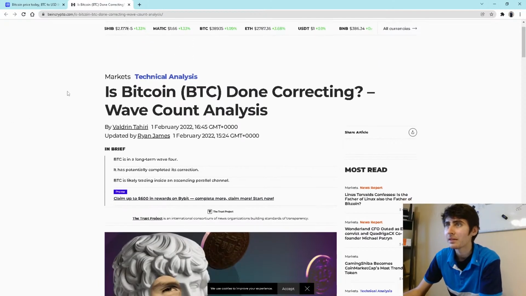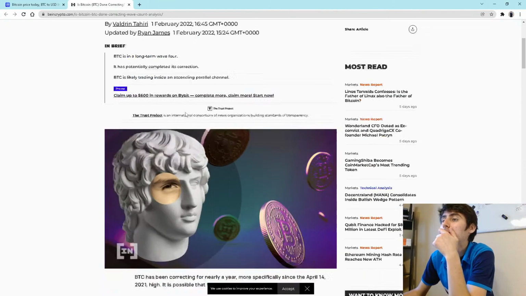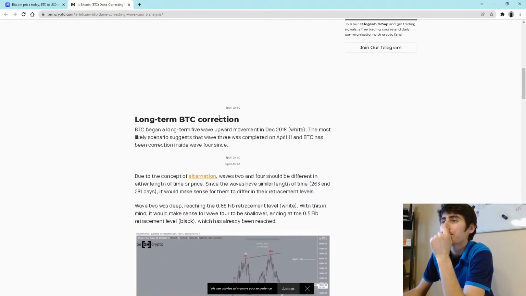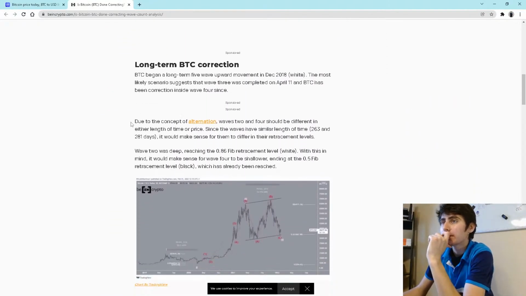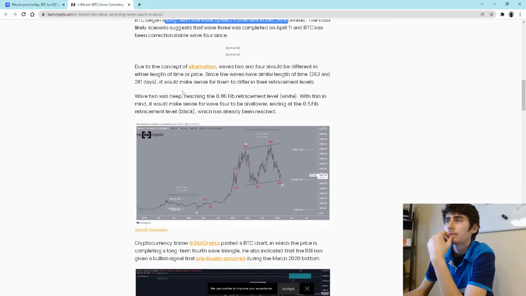So anyways, here's the article. Is BTC done correcting? So Bitcoin began a long-term 5-wave upward movement December 2018. The most likely scenario suggests that the wave 3 was completed on April 11th, and Bitcoin has been in corrections wave 4.